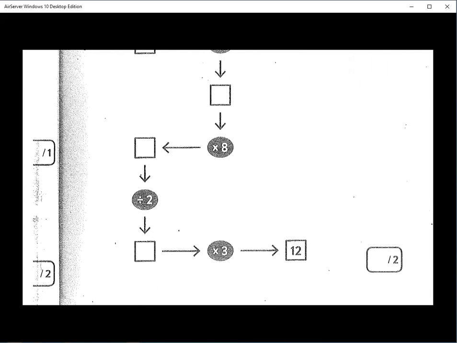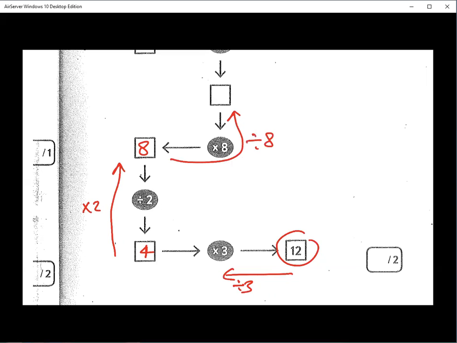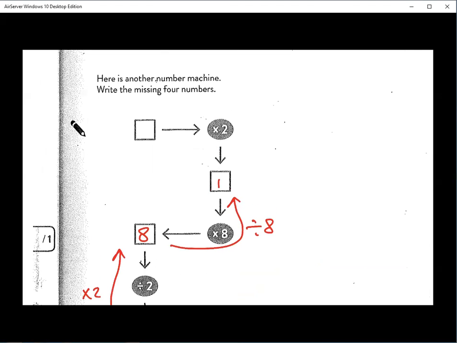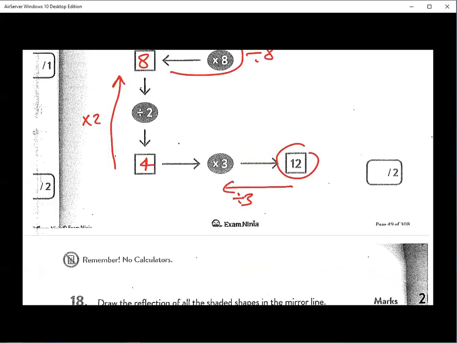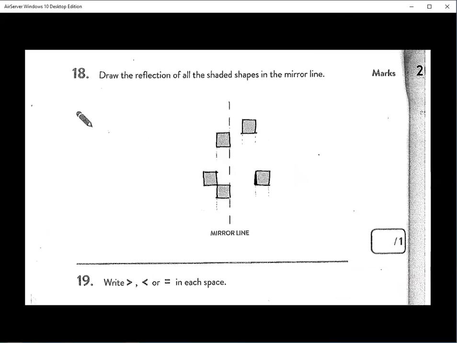Using the inverse, so I started from the bottom. 12 divided by 3 equals 4. 4 times 2 is 8. 8 divided by 8 is 1. And then 1 divided by 2 is 0.5, or a half. And then I'll check back at it. Lovely. Next question. Is that right?